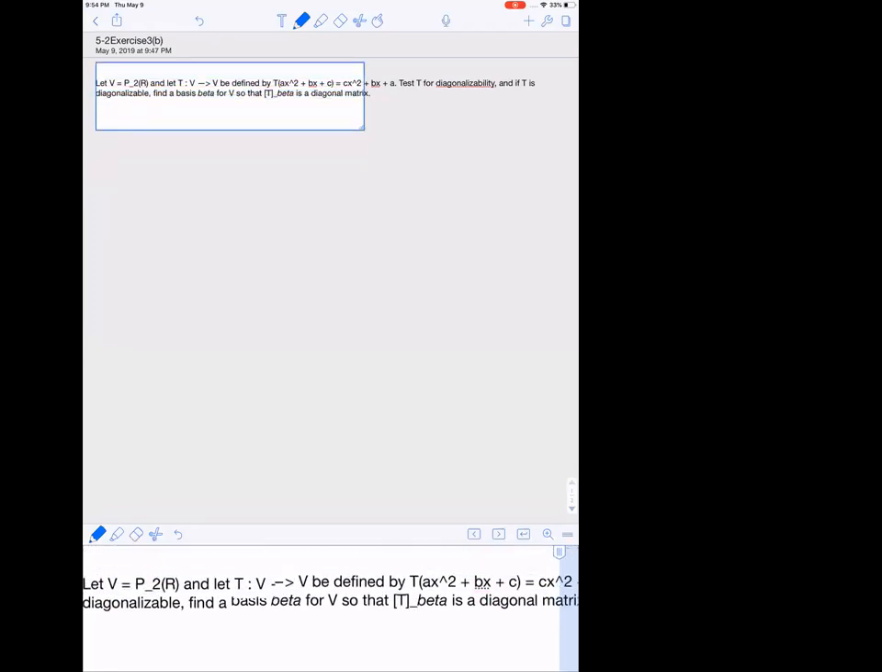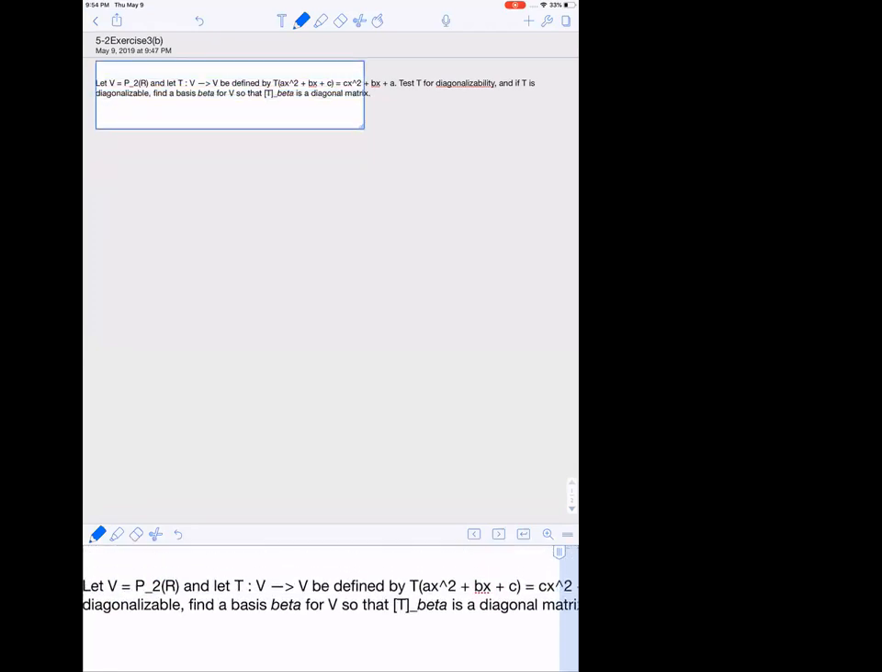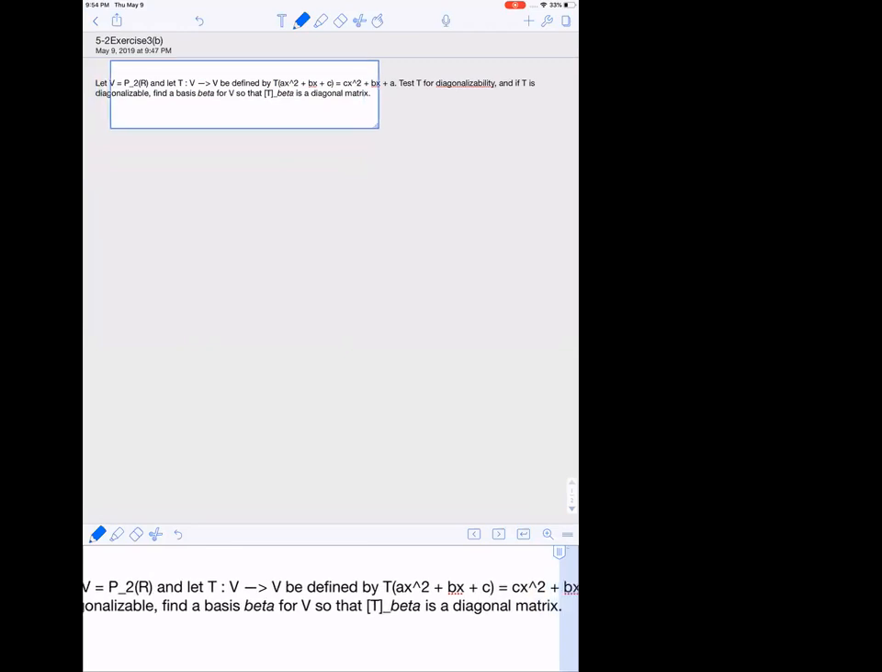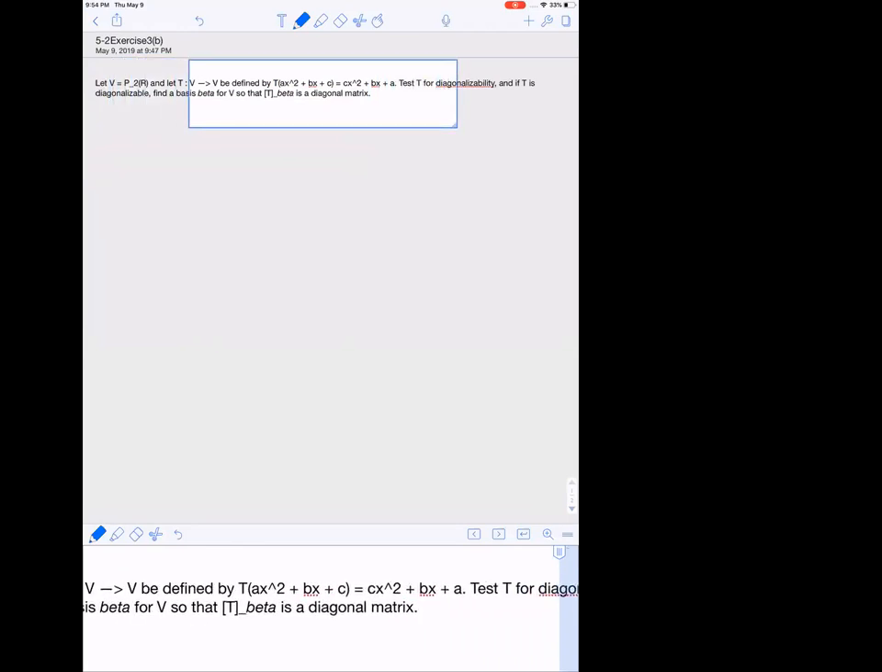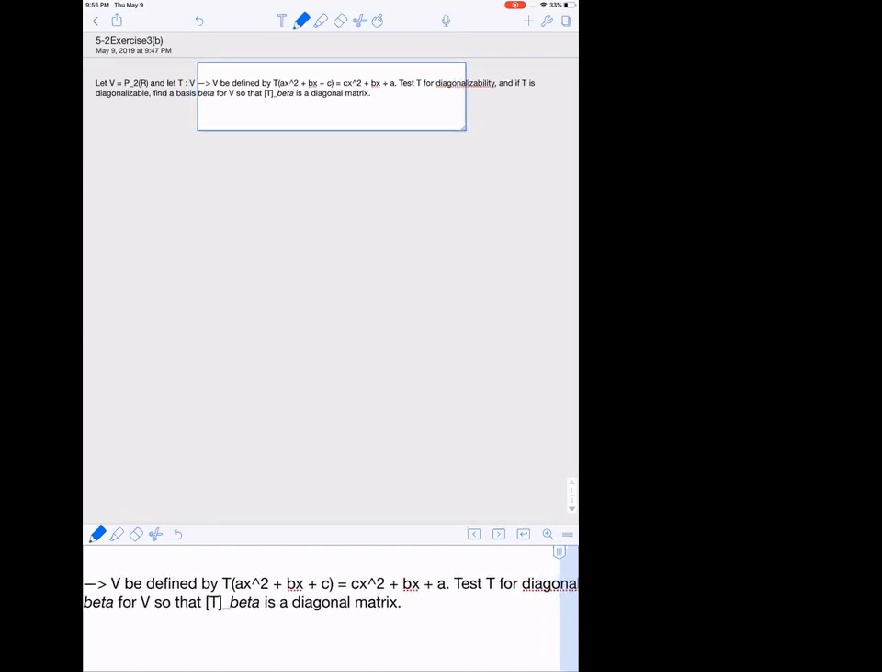The question is as follows. Let V be the vector space of polynomials with coefficients from R and degree at most 2. Then let T from V to V be the linear operator defined as follows. T applied to a polynomial of degree at most 2, that will be of the form some number a times x squared plus some number b times x plus some number c. When we apply T to that, we get back another polynomial, but now the coefficients have moved around. So we get cx squared plus bx plus a, where the a, b, and the c are the coefficients that came from the original input polynomial.